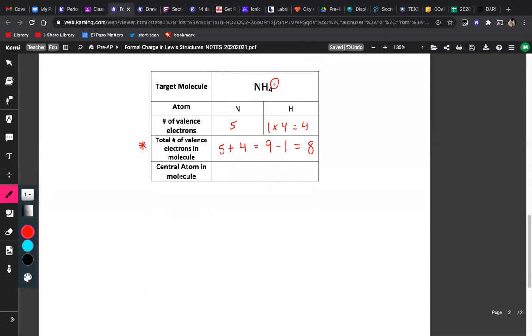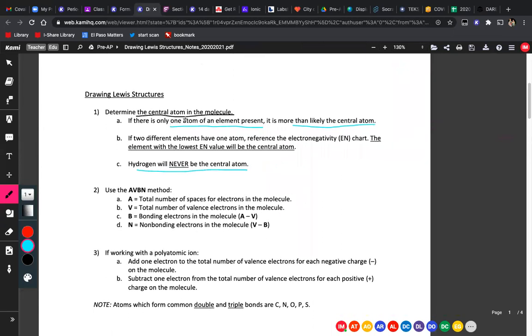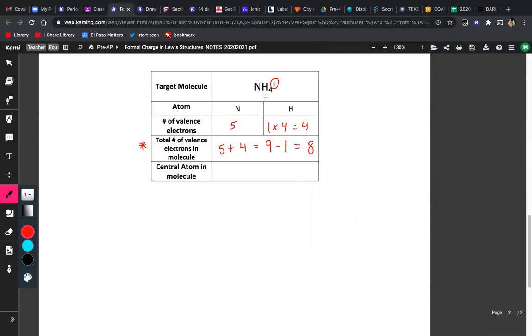Central atom in the molecule. Remember, to determine the central atom, if there's only one atom of an element, it's more than likely the central atom. If you're working with hydrogen and another atom, hydrogen's not going to be the central atom, right? In this case, there's only one nitrogen, so we know it's going to be nitrogen, but we also know that because hydrogen will never be the central atom. So nitrogen is our central atom.